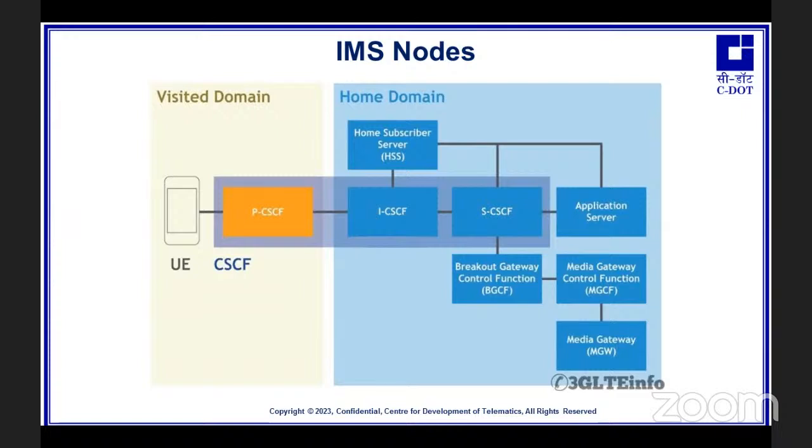And there is a BGCF. I already told you BGCF is basically for connecting other IMS networks. And the application server we call TAS, telephone application server. All the features like call forwarding, do not disturb, all these things have to be configured in the TAS server only. And there is MGCF. MGCF is basically connected to the legacy switch. So that is a very brief description of IMS.